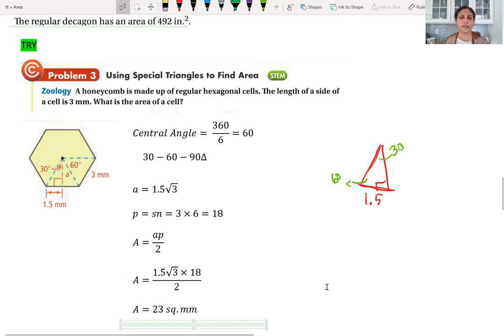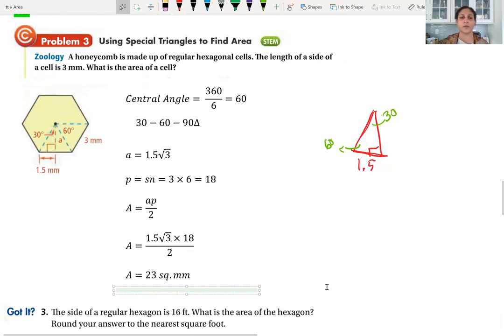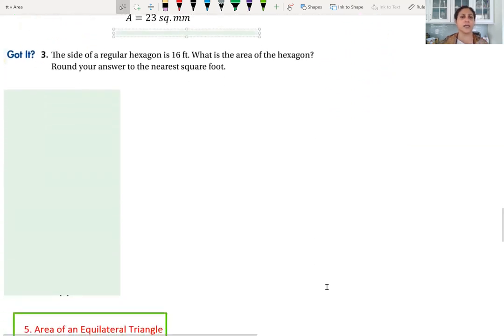Now, when you're doing this, I don't really want to see the decimal. If you can leave the answer in a radical, that's fine too. You just have to read the question on what it is asking. A whole number is okay. So let's try Got It number 3. Again, I want you to pause the video, give it a try. And here is my solution.